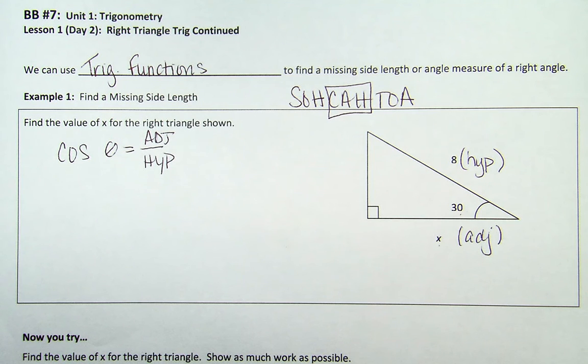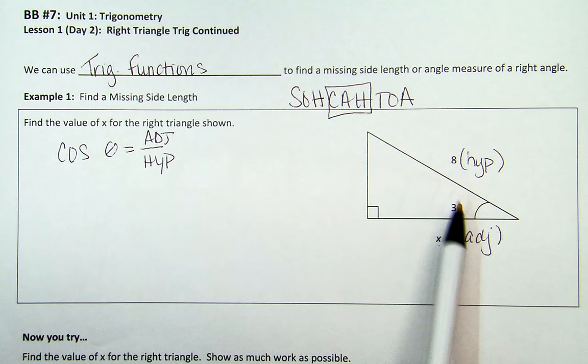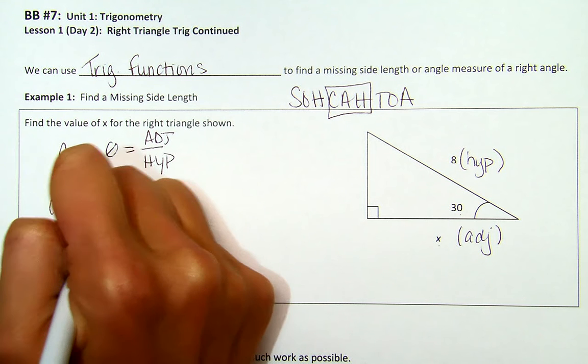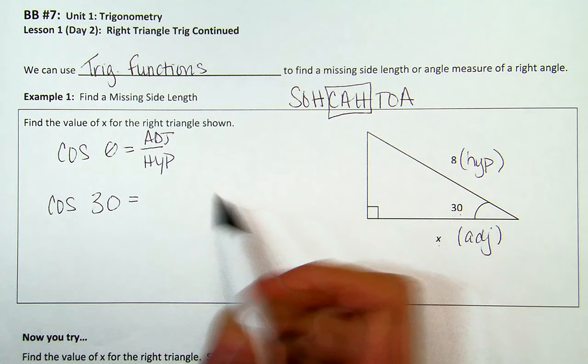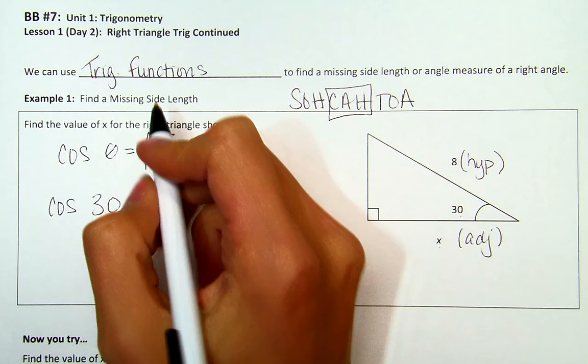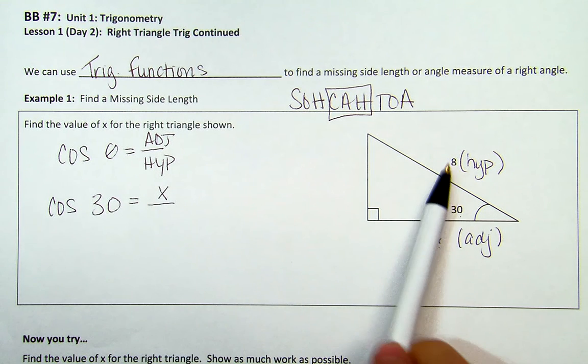So now I'm just going to fill in the pieces of information that I know. The first is cosine of theta. Well, I know my theta is 30. I'm given my interior angle. So I know the cosine of 30 is equal to my adjacent leg, which I don't know. It's given to me as x, over the hypotenuse, which I do know, which is 8.